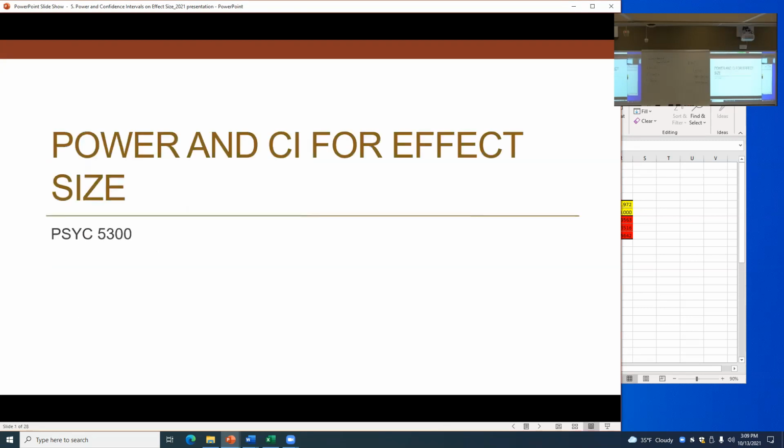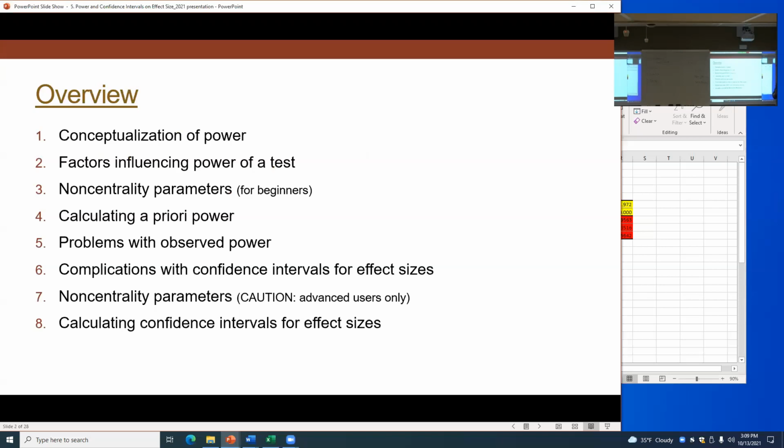So today what we're going to spend our time doing is talking about power and confidence intervals on effect sizes. There's some stuff that happens when we start to try and calculate confidence intervals on effect sizes that gets a little bit tricky. So we're going to go through and spend some time talking about that.